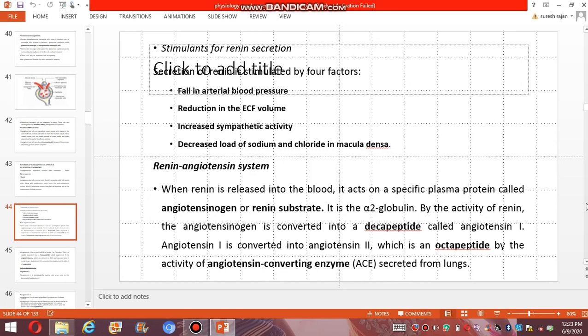Then what happens to angiotensin 1? It is converted into angiotensin 2, which is an octapeptide, by the activity of angiotensin converting enzyme, that is ACE, from the lungs. This ACE is secreted by the lungs, and it converts angiotensin 1 into angiotensin 2.